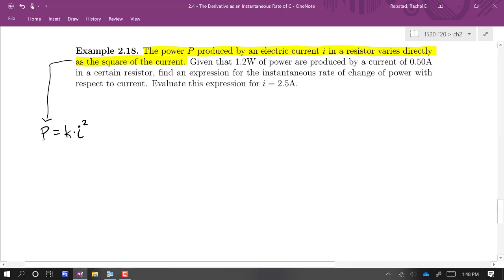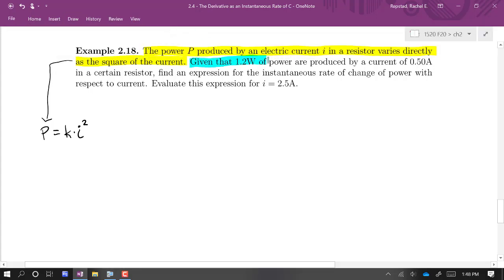So here power is a function of current, right? If I know the current, I could find the power. Sort of, right? Almost. I just don't know what K is yet. K is just some constant. Now let's keep reading this problem.